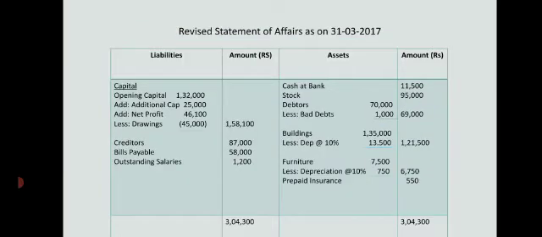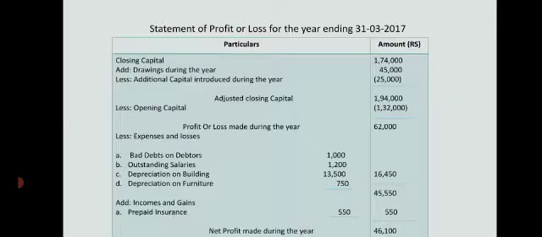So I have written it here as depreciation on building 13,500 and depreciation on furniture 750. Total it, you will get 16,450. 62,000 minus 16,450, you will get 45,550. So the next format in the statement of profit or loss, add incomes and gains.